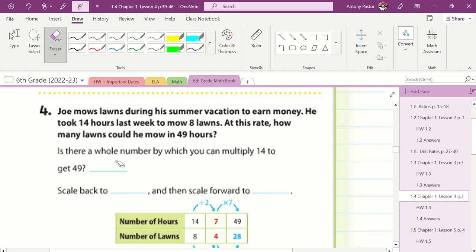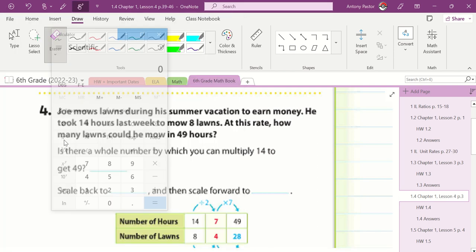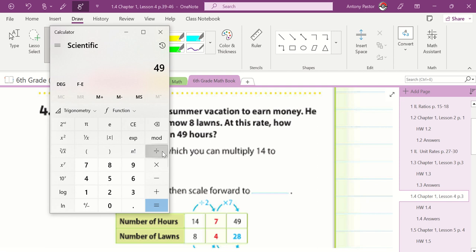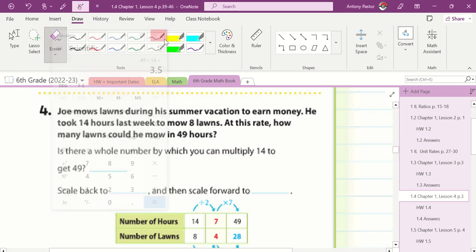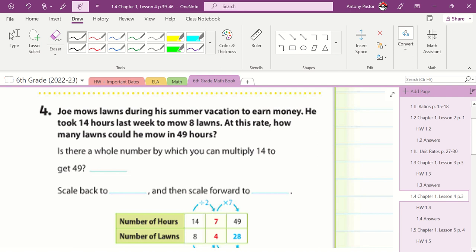Is there a whole number by which you can multiply 14 to get to 49? There isn't. We can double check using our calculator and see if 49 divided by 14 will give us a whole number. It's 3.5. That's not a whole number. So, no, I can't make 14 become 49. However, I can make 14 to 7, which then I can change to 49. So, no, there's no whole number, but I can scale back to 7, then scale forward to 49.